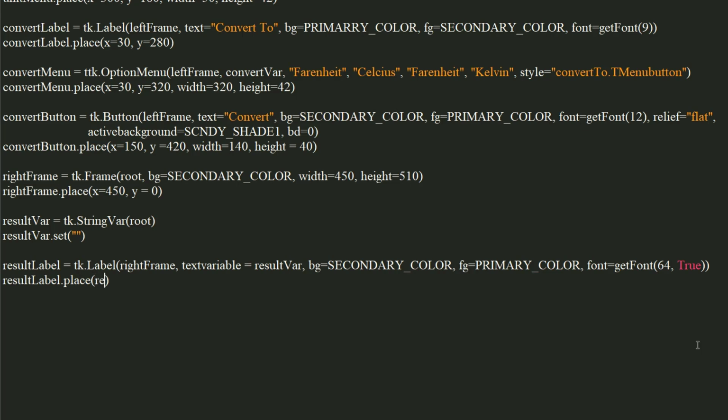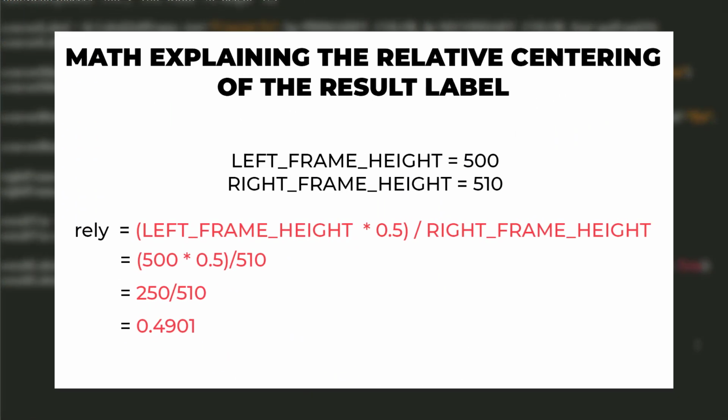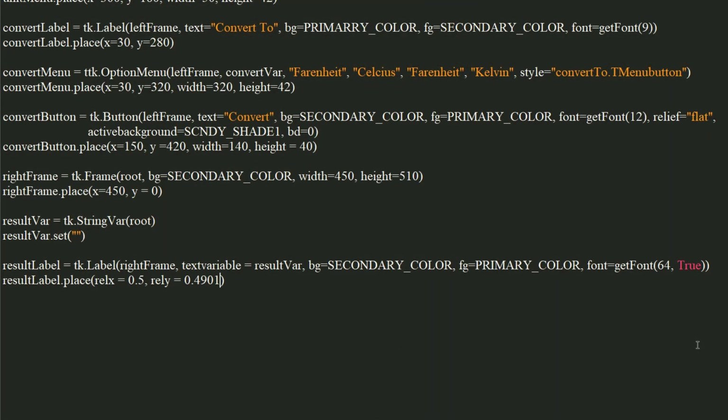Set the relx to 0.5, and rely to 0.4901. I got these values by performing the math. Set the label's anchor to center, by using Tkinter's center constant.